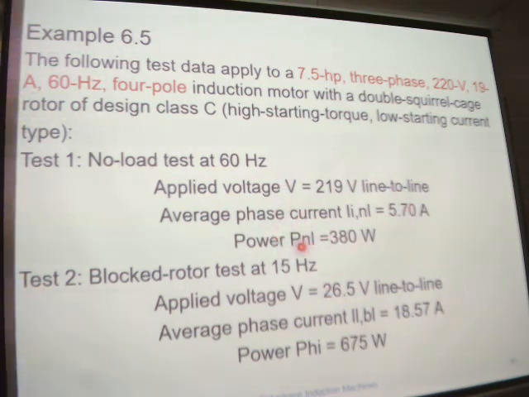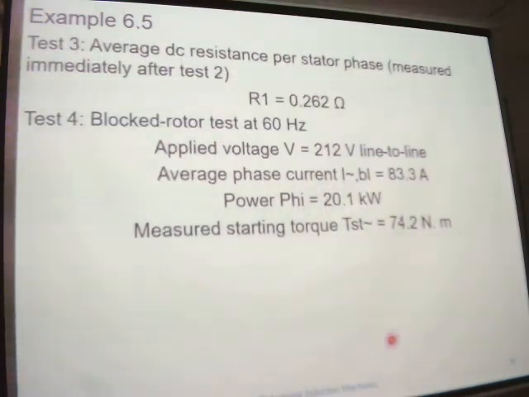These values are obtained from the meters: the voltage meters, the current meters, and the power meters. From the meters, we read these values. And test 2, the blocked rotor test, but this frequency is low, just 15 Hertz. So the power, the voltage, and the current are listed here. And also test 3 and test 4.